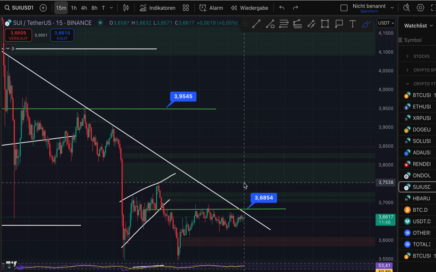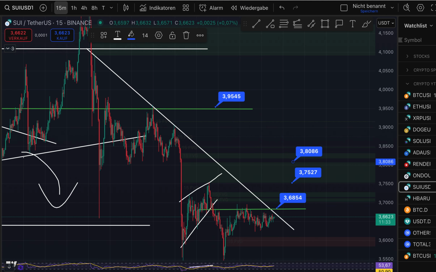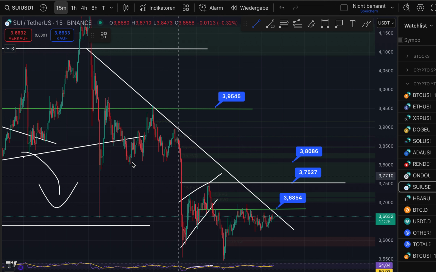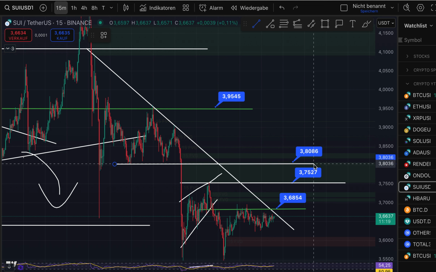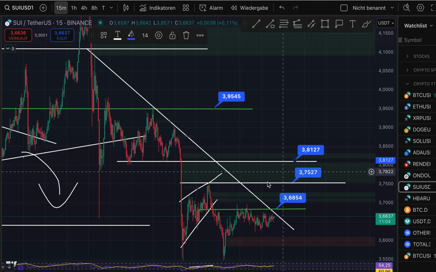If we do, then the target is between $3.75 to $3.80. Both are resistance areas. I will put you here trend lines. The first resistance is here at $3.75, and the second resistance is here at $3.80. We can even put it a bit higher and we can say $3.80.8. It won't do a difference. Anyway, everything between those two numbers is the fair value gap.